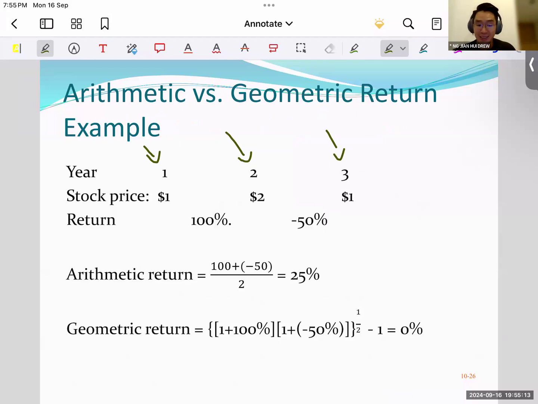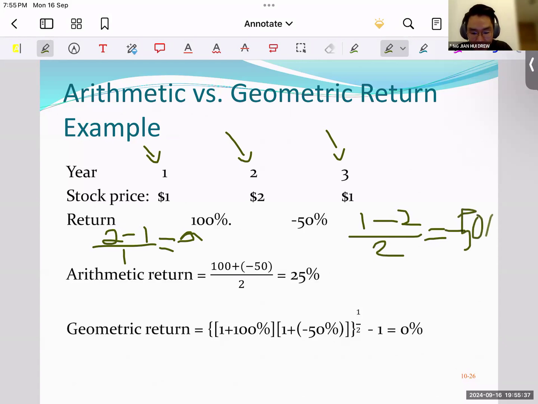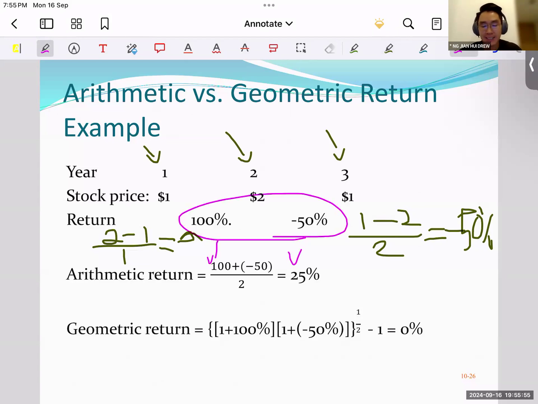Recall that I mentioned how to calculate returns from stock price. How do you calculate 100% here? We just take $2 minus $1 divided by $1, so it's 100%. The second one is how you get negative 50%. We take $1 minus $2 divided by $2, so it's negative 50%. This makes it clear how we calculate returns. If you're going to calculate arithmetic return, we simply take the two returns, add them together, and divide by 2, right? Get 25%.